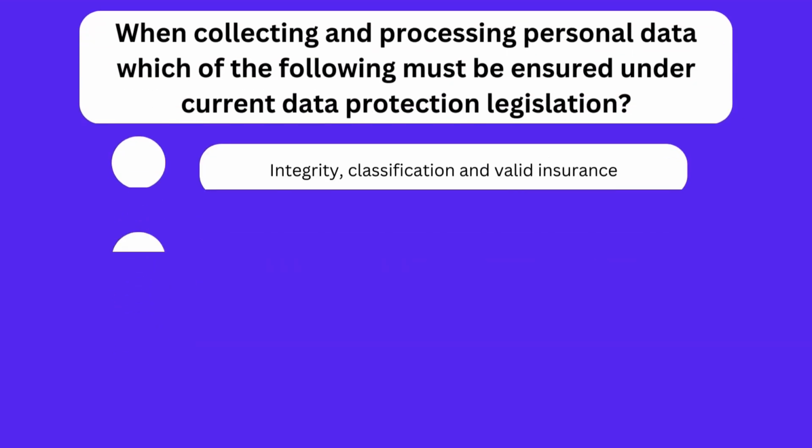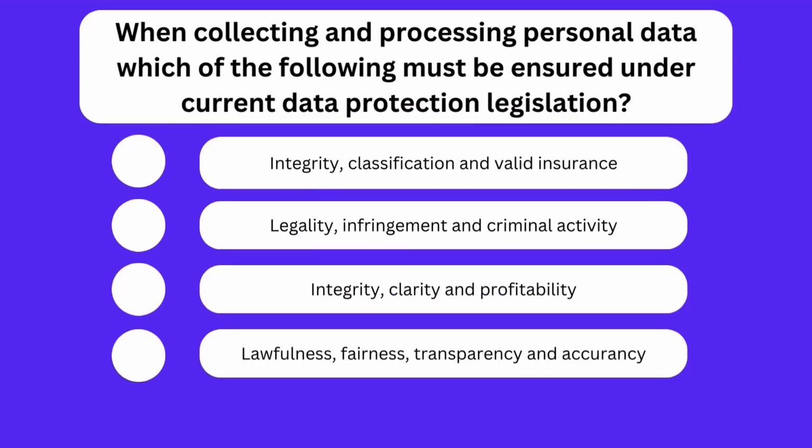Next question is, when collecting and processing personal data, which of the following must be ensured under current data protection legislation? So the correct option is the last one. Lawfulness, fairness, transparency and accuracy must be ensured under current data protection legislation.